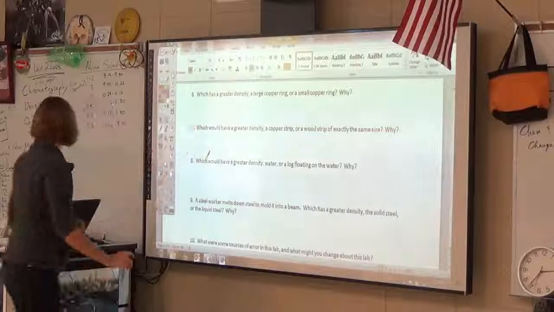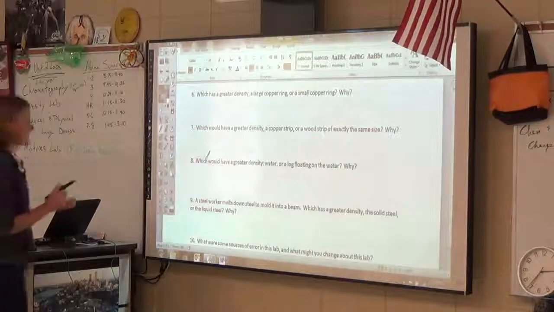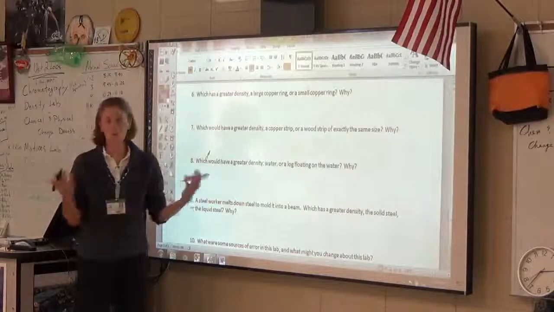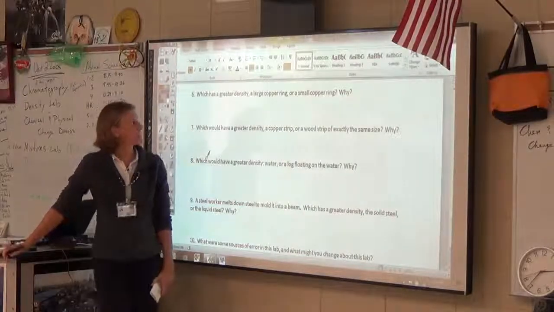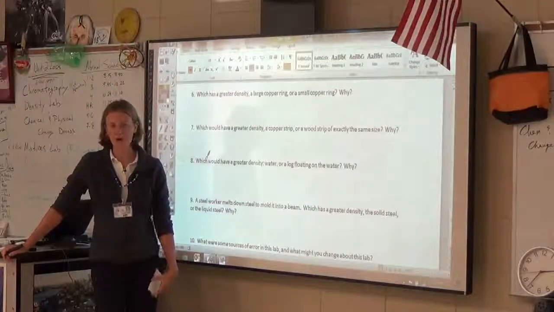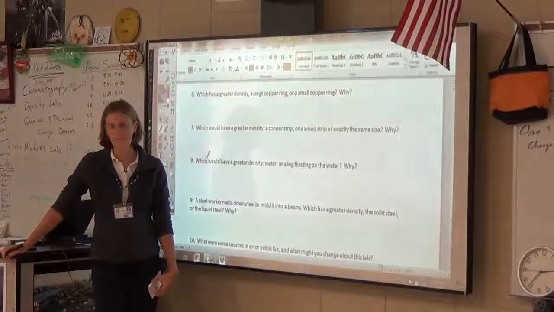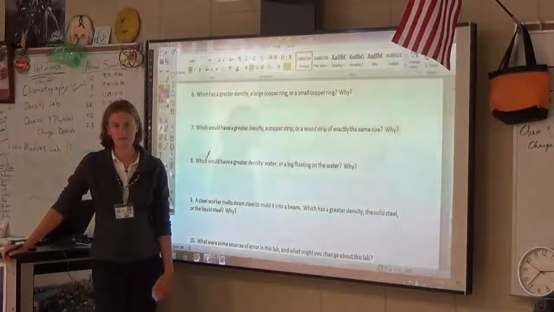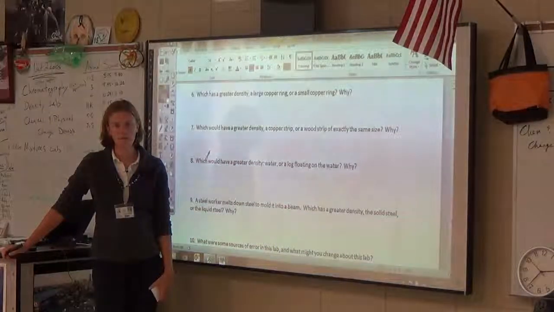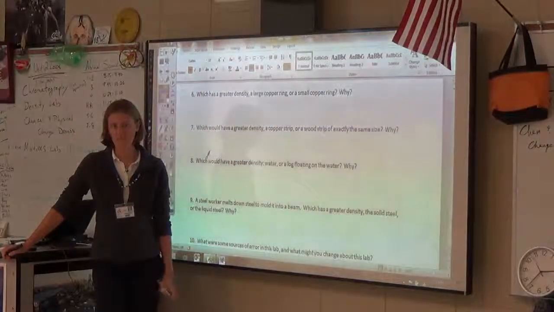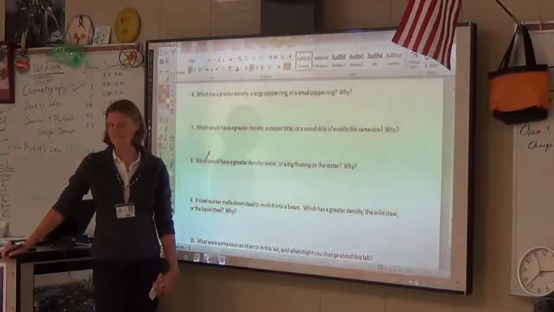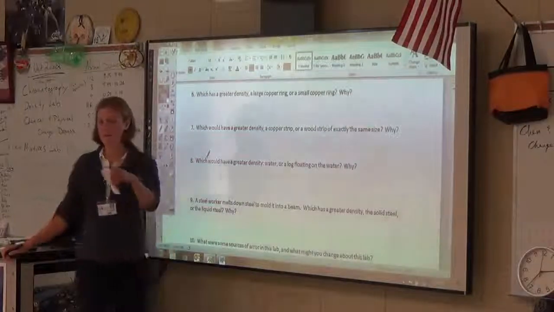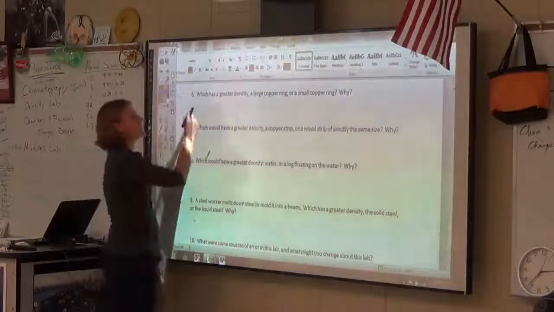So, number 6, and I'm going to use the cards, so please don't shout out. This one's back to you. Which do you think has a greater density, a large copper ring or a small copper ring? The more. Because it's bigger, heavier? It is bigger and it is heavier. They would both have the same one. Very good. The density would be the same.